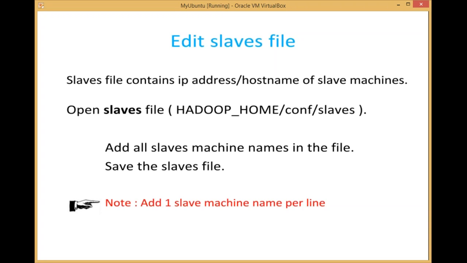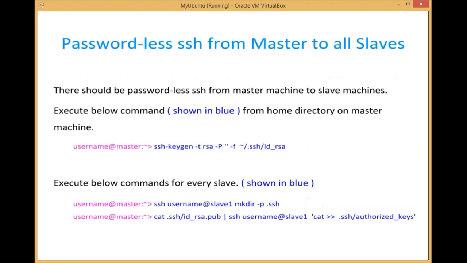So you can add one slave machine name per line and then you can save the file. So we have modified the masters and slaves files. Apart from these two files, the previous files, if you remember, we modified core-site, hdfs-site, mapred-site. We have to modify them as well. So let's move to the next slide.